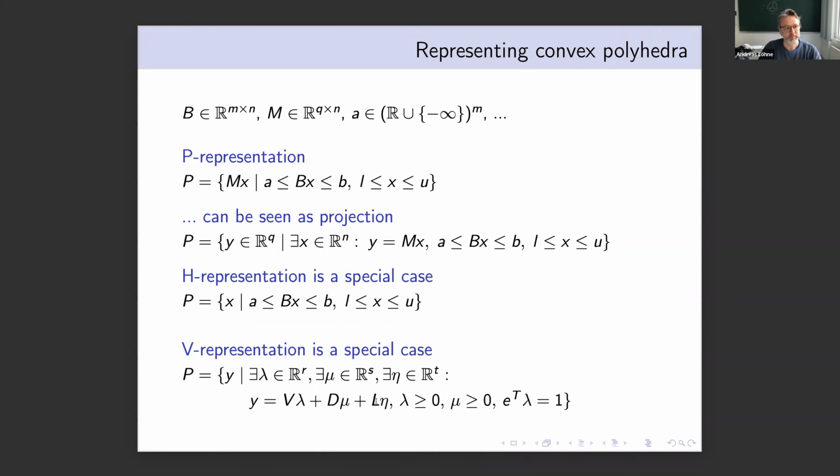If the linearity space of our polyhedron is non-trivial, it is preferable to use some extra matrix to represent it. So this is a polyhedron in the space of variables y, lambda, mu, and eta, and it is projected down to the y space. That means a P representation generalizes both H and V representation.